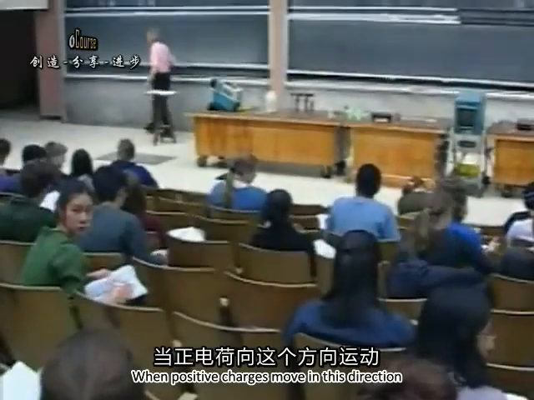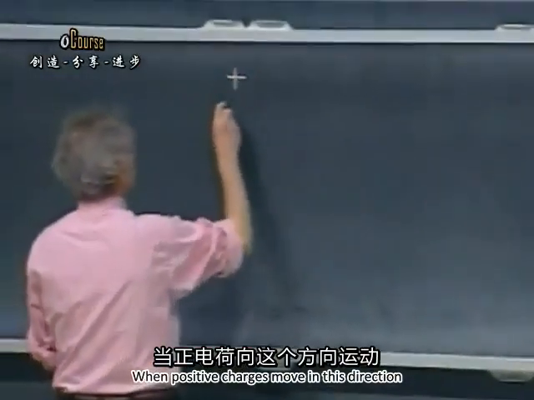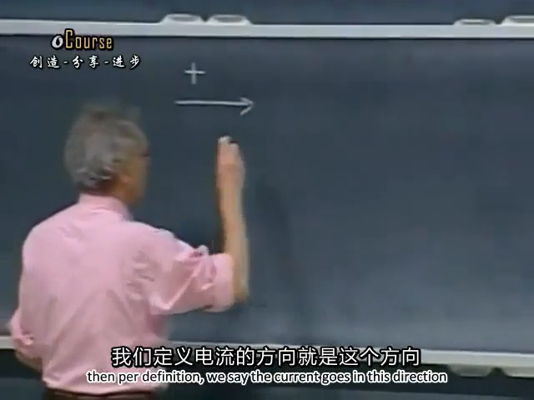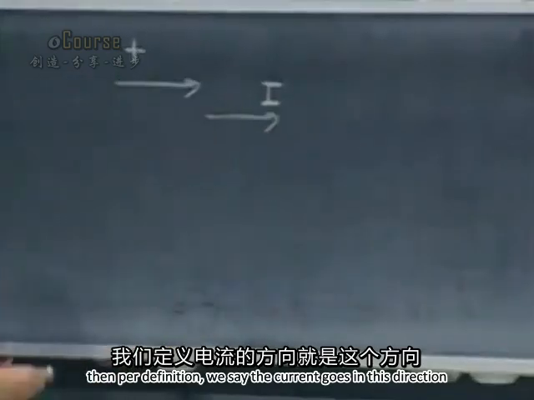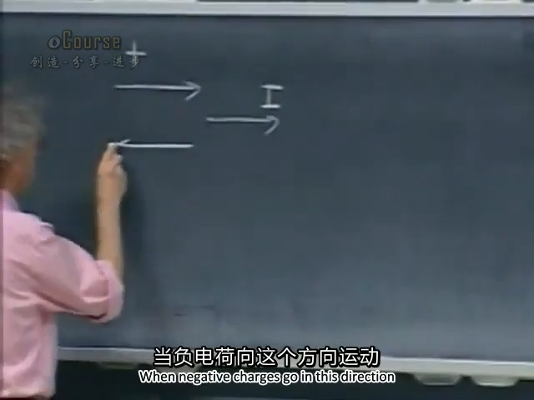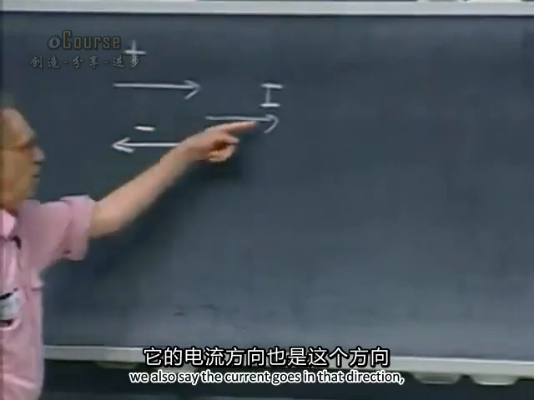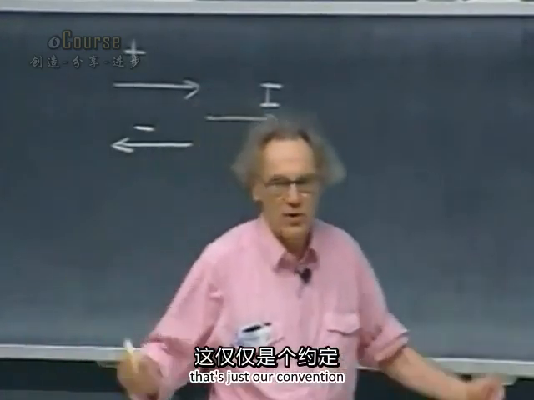When positive charges move in this direction, then per definition, we say the current goes in this direction. When negative charges go in this direction, we also say the current goes in that direction. That's just our convention.